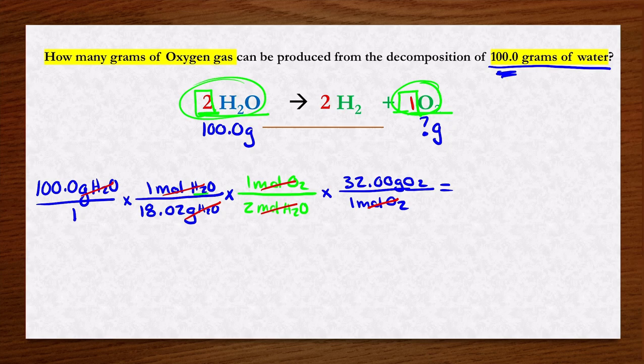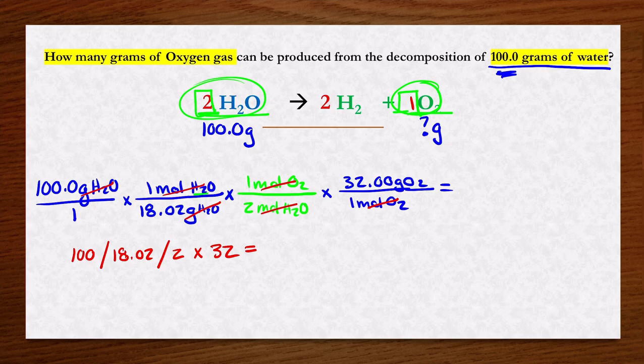So in my calculator, what I'm going to do is I'm going to type 100 divided by 18.02, because 18.02 is in the denominator of that next fraction. And then I'm going to look at the next fraction over, and I have a number 2 there, so I'm going to hit divided by again, and I'm going to type in 2. And then in my last one there, I have 32 on top, so I'm going to multiply by 32 because that's on the top. And then I'm going to hit enter.